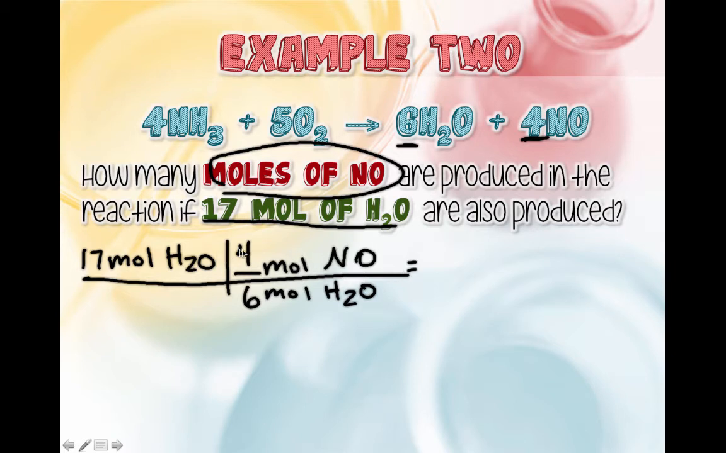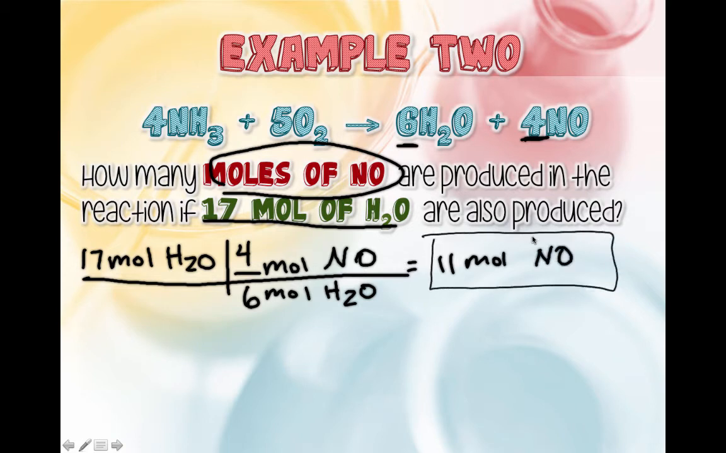Then I take the top times the top, 17 times 4, then divide by what's on the bottom, and I get 11.3333, but I only get to keep 2 sig figs, so let's call that 11 moles of nitrogen monoxide. Put a box around your answer because that's the way I like it.